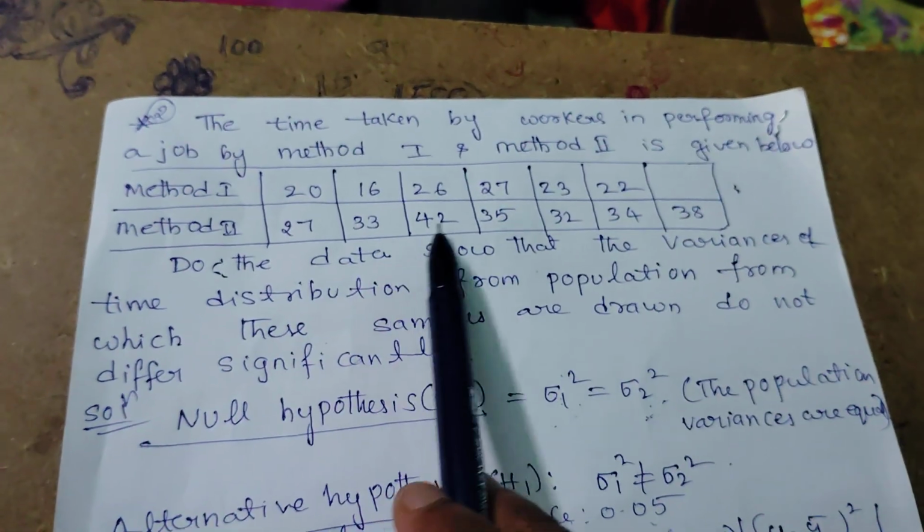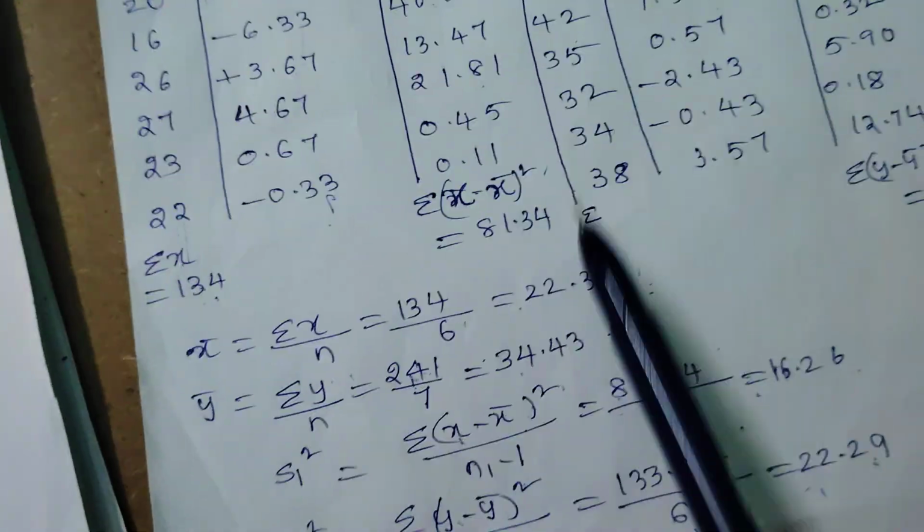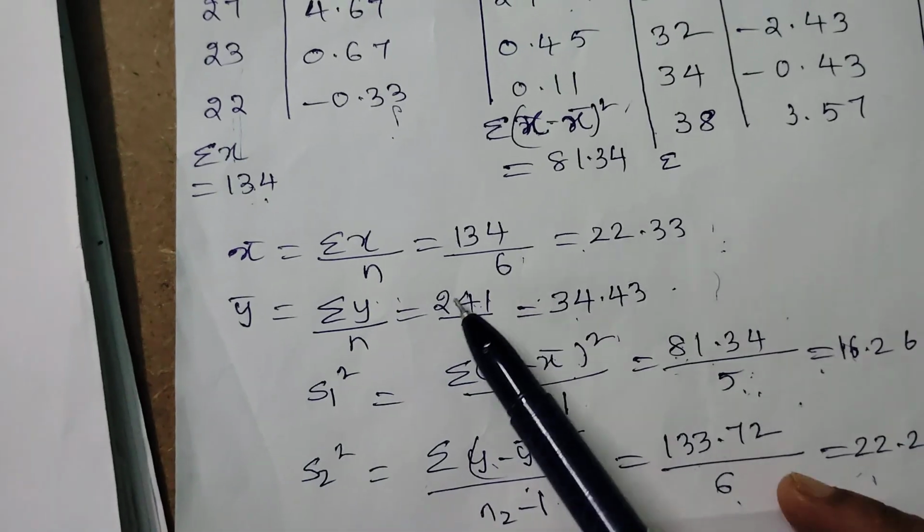Now add all these values, you get 241. Number of observations, how many? 1, 2, 3, 4, 5, 6, 7. So what can we get here? 241 by 7 means 34.43.